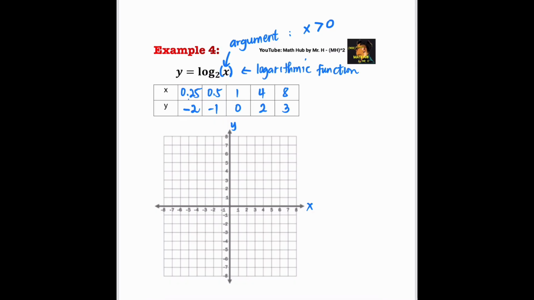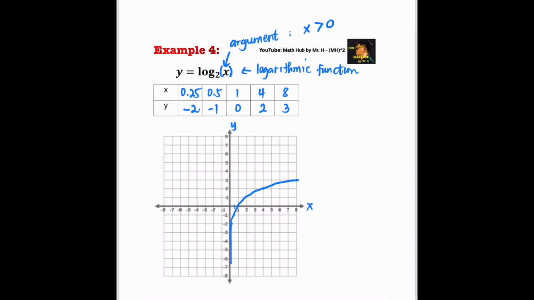So if x is 0.25, y will be -2. So here. If x is 0.5, then y is -1. And if x is 1, y is 0. So here, if x is 4, then y is 2 here. If x is 8, then y will be 3. So it should be here. There you go.